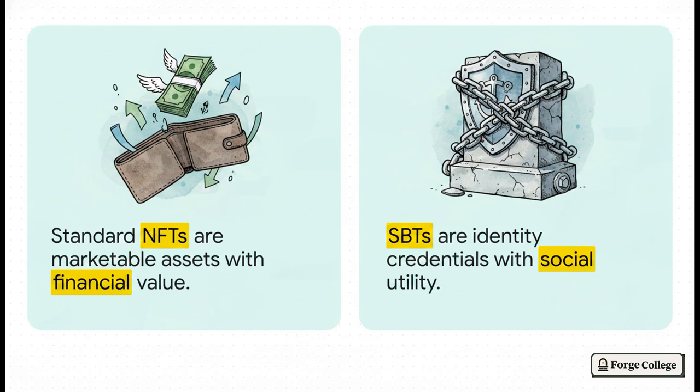Now, a standard NFT is built for market liquidity. You mint it, you trade it, you sell it. But imagine, for a second, auctioning off your actual university degree to a totally random stranger on the internet, or selling your Employee of the Month badge to the highest bidder. It's completely absurd, right? The very second an identity credential can be bought by someone who didn't actually earn it, it literally loses all its value. And that is exactly why standard transferable NFTs fail completely at proving who you are.